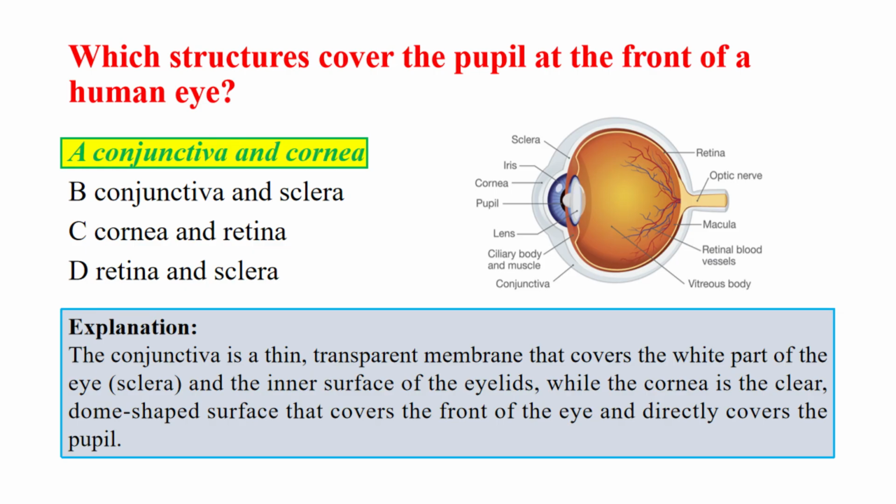The cornea, on the other hand, is the clear, dome-shaped structure that directly covers the front of the eye, including the pupil. It plays a crucial role in focusing light onto the retina. So, at the front of the eye, the cornea directly covers the pupil, while the conjunctiva surrounds the eye and contributes to its protection but does not cover the pupil itself.